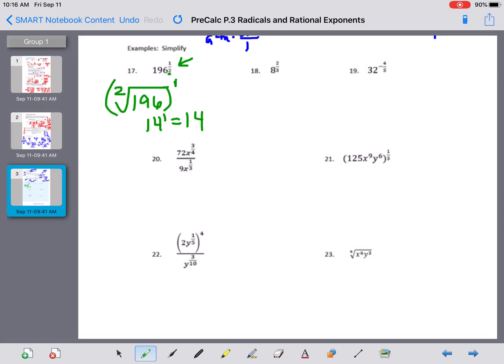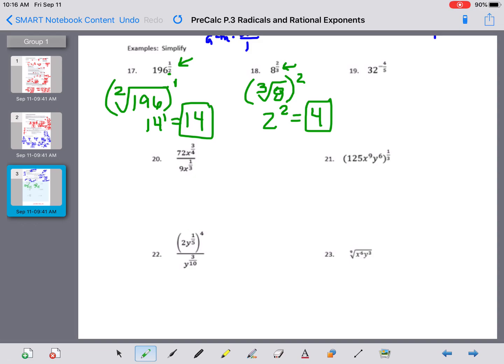Remember, inside we're going to put the root first and the power second. And it's easier to start inside and make things smaller and then make them larger at the end. So let's do the root first. What number times itself 3 times is 8? That would be 2. And now we do 2 squared, and we get 4.